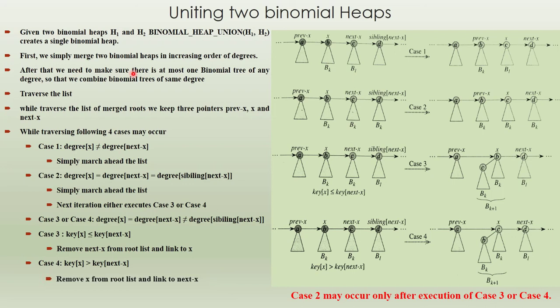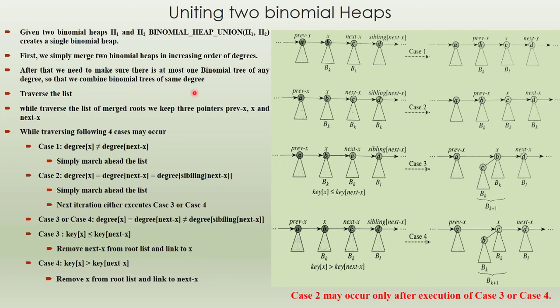After that we need to make sure that there is at most one binomial tree of any degree, so we combine binomial trees of same degree. So here the first step is we simply merge two binomial heaps in increasing order of degrees. This point we will discuss in a later slide. When we combine two binomial heaps, we may get two binomial trees with same degree. With the help of this procedure, we are going to maintain that property. Maintaining that property means in a binomial heap we can have only one binomial tree with a particular degree.